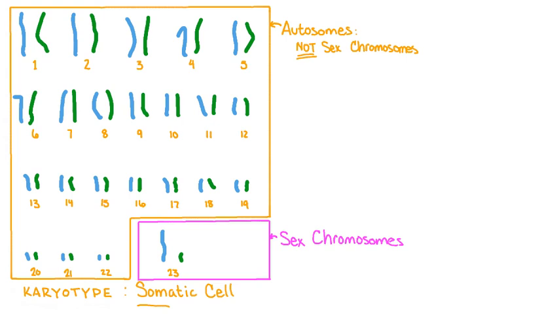Based on what we've learned so far, do you think that this karyotype shows the chromosomes in the cell of a male or of a female? Since we can see that these two chromosomes are different, that one is large and one is small, we know that they are X and Y, and that this person is most likely biologically male.